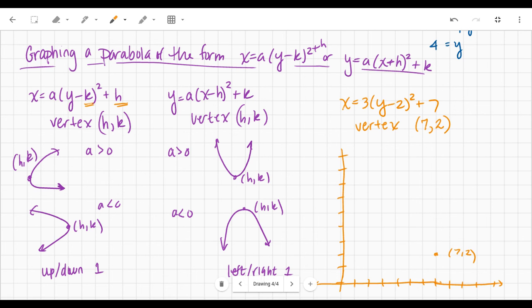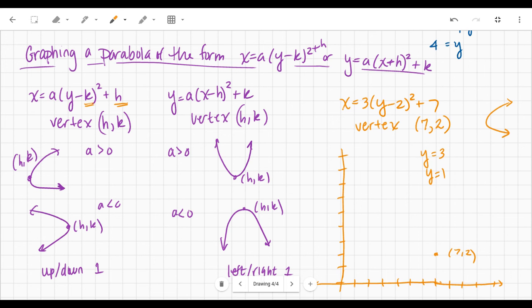Okay, and it's x equals with a positive a value, so I know that it's going to have this shape to it. That means I would want to go up or down from that (7, 2). So I will make y equal 3 or y equal 1. And remember, because of symmetry, I'm going to get the same x value for those.